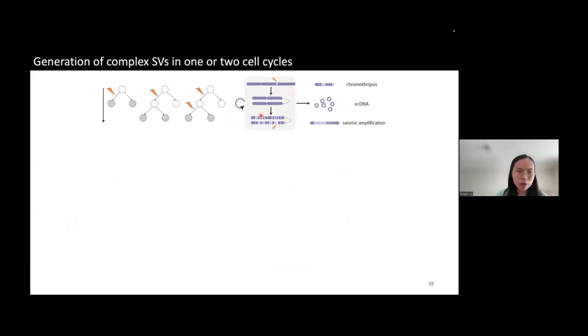And we also want to explore how our model can generate complex SVs in either 1 or 2 cell cycles. So here we simulated 3 cases: one cell cycle with double-strand breaks in the first cycle, and 2 cell cycles with double-strand breaks in both cell cycles. Here I mean new double-strand breaks. There will still be double-strand breaks during the breakage.